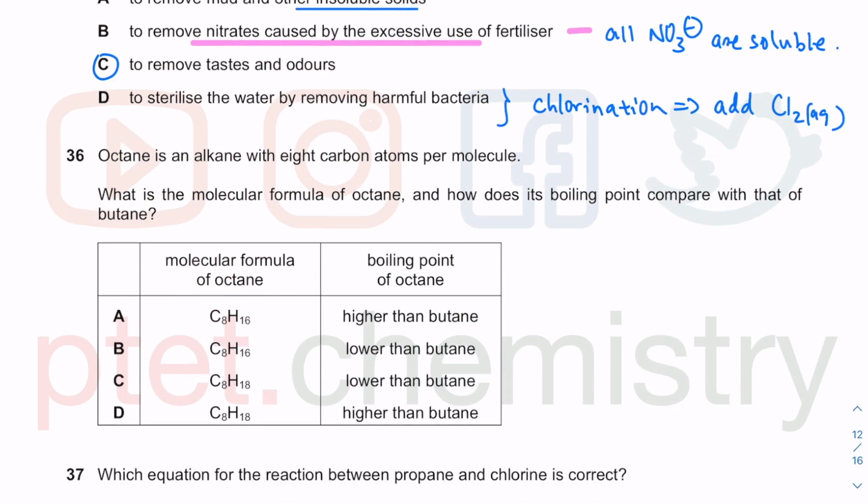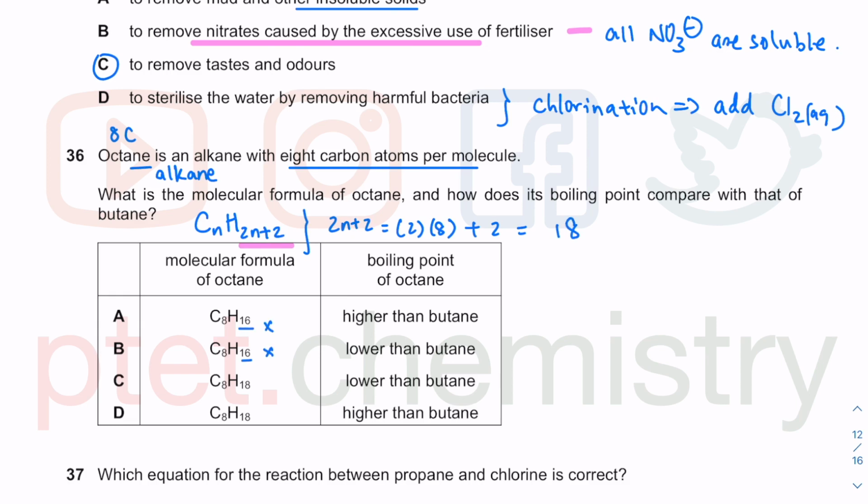Question 36, this is an organic chemistry question. Octane is an alkane with 8 carbon atoms. So this is 8 carbons, and then it is an alkane. So we're looking at the general formula first of all, CnH2n+2. Looking at 8 carbons, we work out 2n+2. That is 2 times 8 for 8 carbons, add 2, and we're going to get 18. So 16 there is going to be wrong because that would be CnH2n, which is for alkene, not for alkane. So A and B are out.